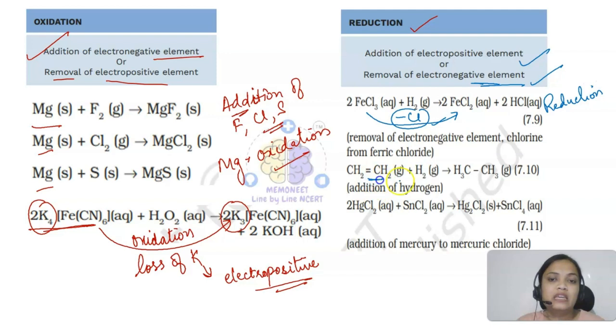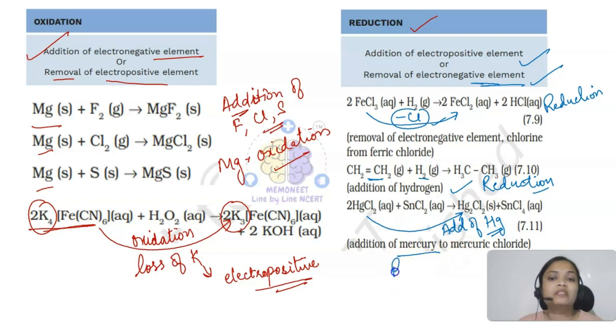Similarly, in ethene, there is addition of hydrogen. So addition of hydrogen means reduction is happening. Or any other electropositive element can be there, like in this case addition of mercury to mercuric chloride. Mercury is again a metal, an electropositive element, so it is again undergoing reduction. So you have to understand that it is not just about oxygen or hydrogen, it is about electronegative and electropositive elements. We have taken all the examples.